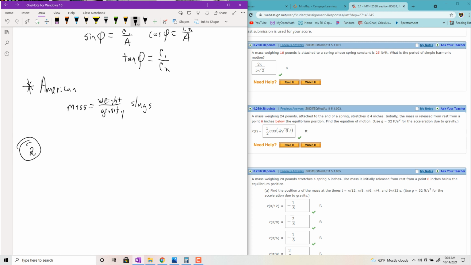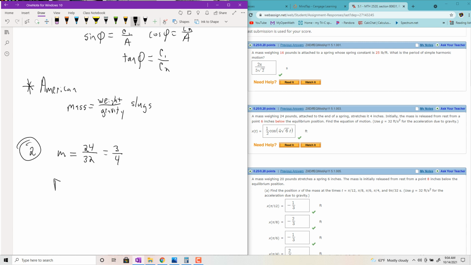But anyways, what they're saying is a mass weighing 24 pounds is attached to the end of a spring and it stretches it 4 inches. So they're not saying that the mass equals 24 pounds. They're saying that the mass, if you wanted its weight, would be 24 pounds. To actually get the mass, you take that weight, 24 pounds, and divide it by 32, and that would give you your mass. So what is that? 3/4 for mass.